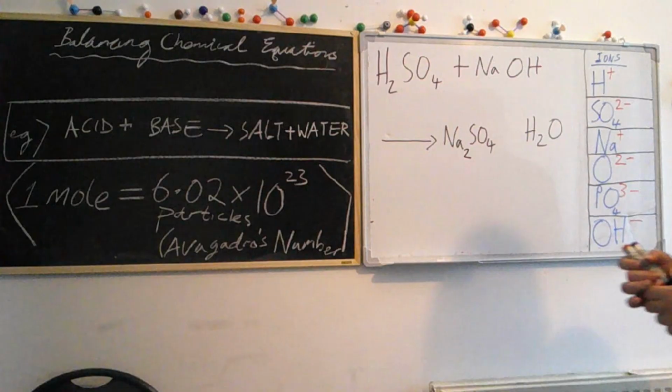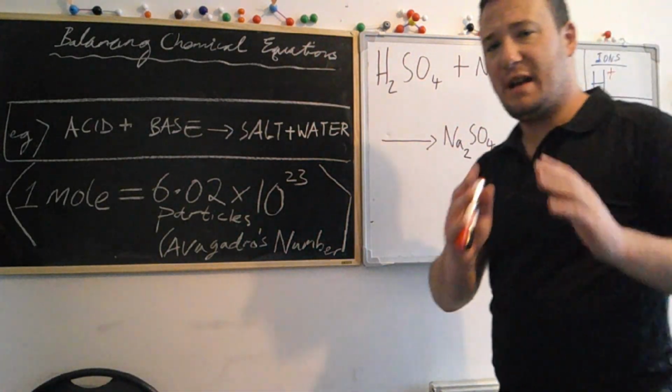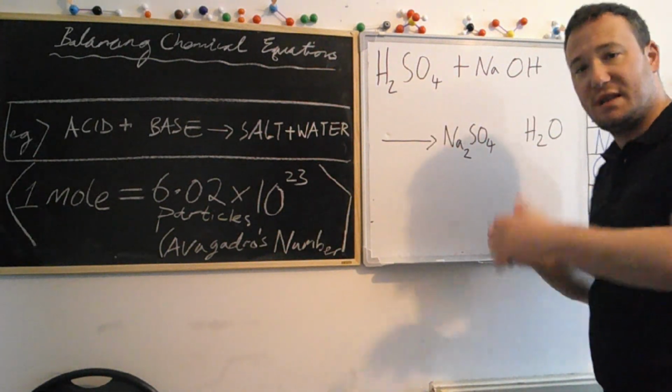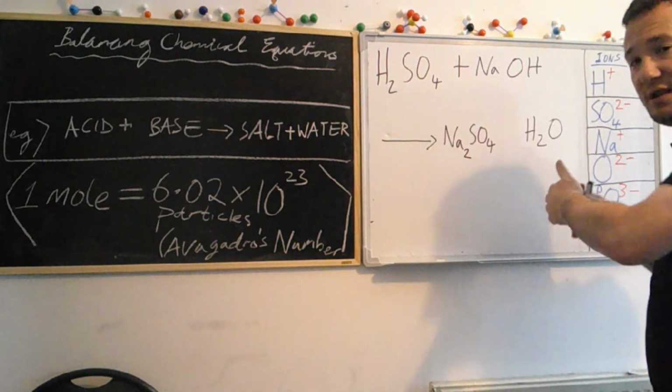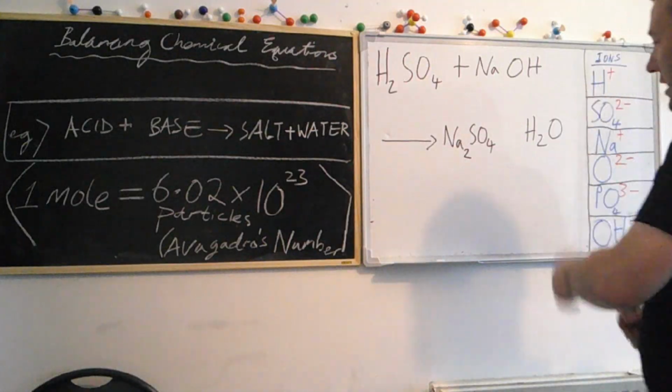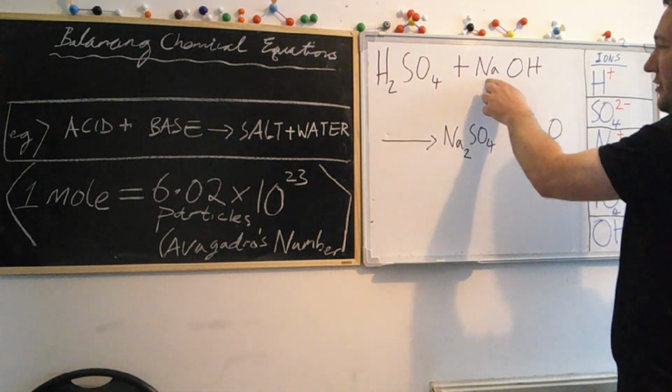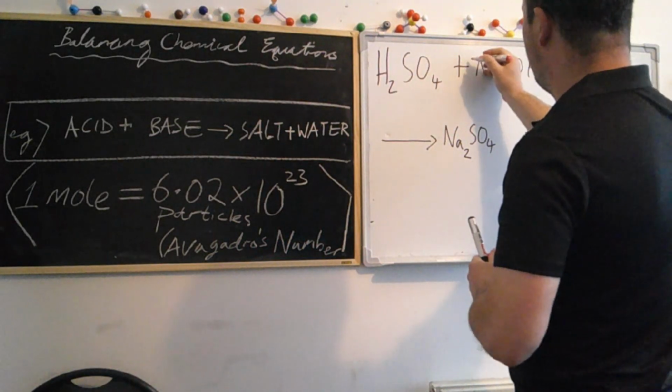Now we need to balance. So for each element, for every hydrogen, we need the same amount on each side. The same for oxygen, same amount on each side, and so on. Right away I notice that I have 2 sodiums here and 1 here. So I put a 2 here.